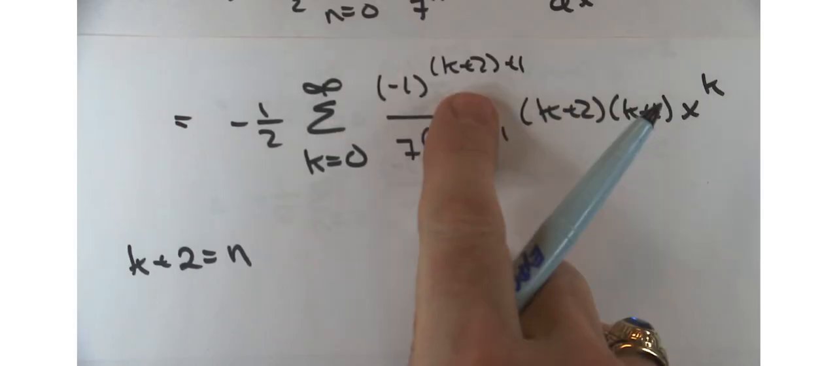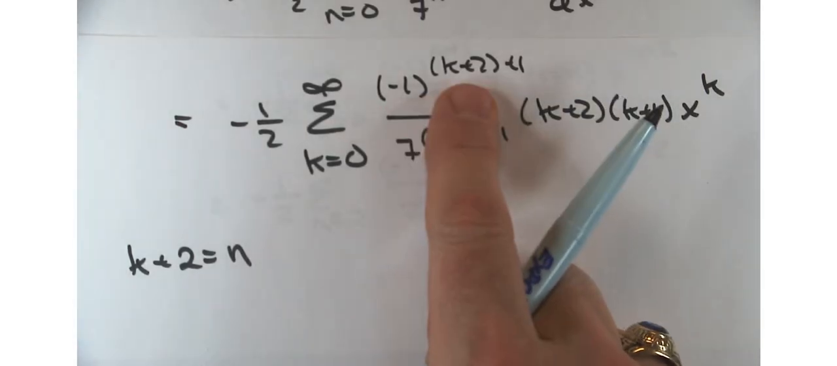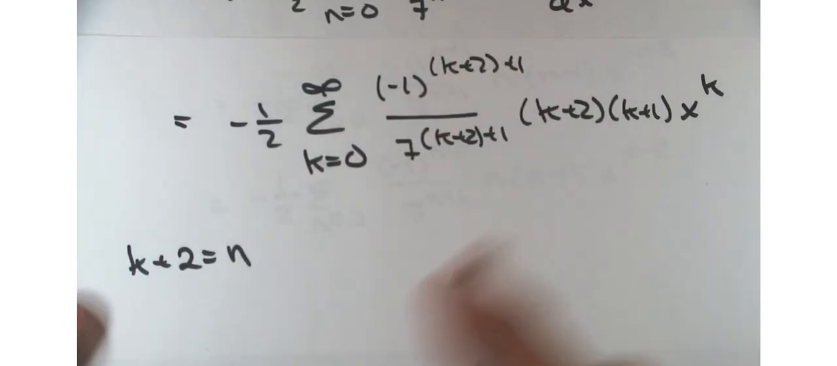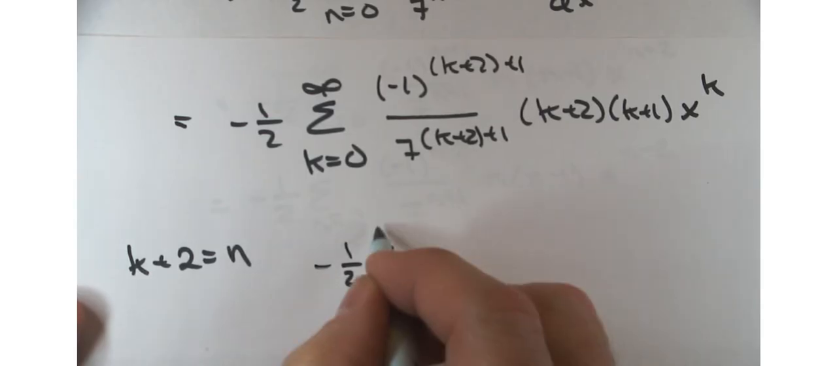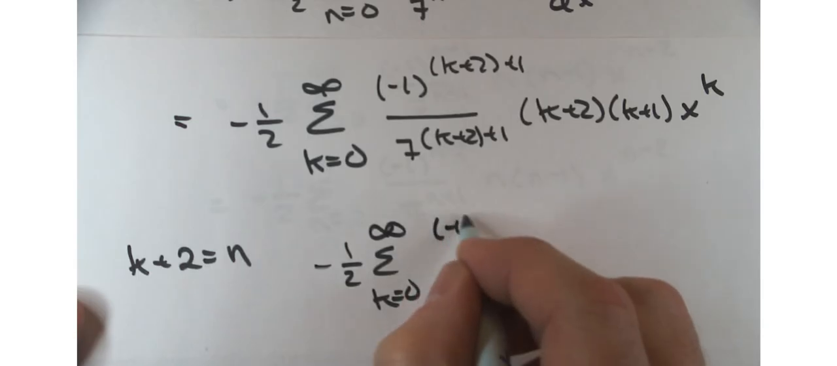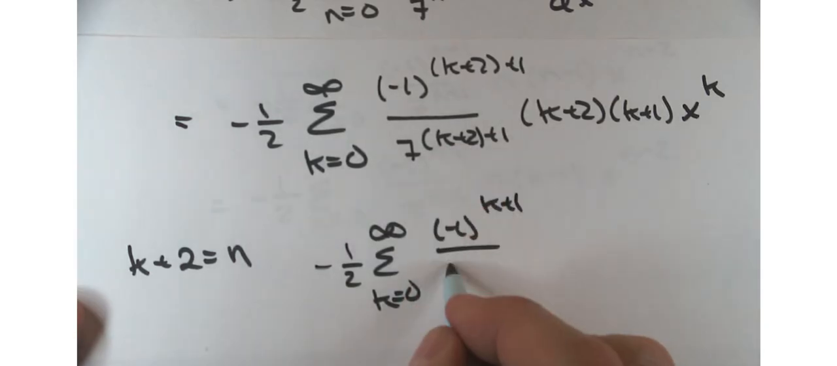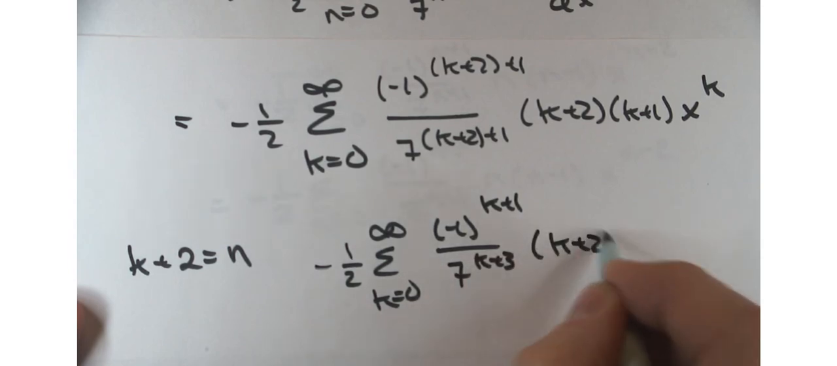There is one more thing that I could do here, because -1 to the second power is just 1. I could rewrite this one last time as -1/2 sum from k equals 0 to infinity of -1 to the k plus 1 over 7 to the k plus 3 times k plus 2 times k plus 1.